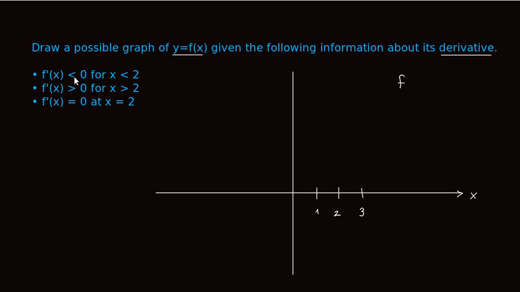For derivative less than 0, that means the slopes of the tangent lines are negative for x less than 2, which means it's a decreasing function. So over this interval, f is decreasing. And if x is bigger than 2, then the derivative is positive. So f is increasing.